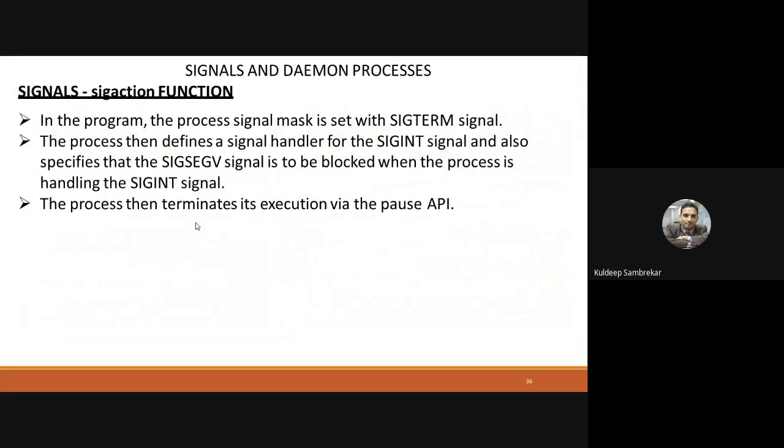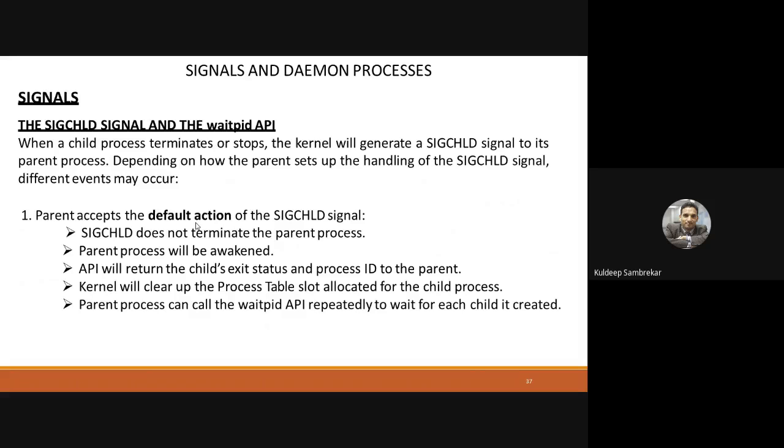So this is what it does now. In this program, the process signal mask is set to SIGTERM. The process defines a signal handler, and all whatever I told is set here. Next is the SIGCHLD signal and the waitpid API. Now this is very important. Usually they ask in the exams, explain the SIGCHLD signal and the waitpid API.